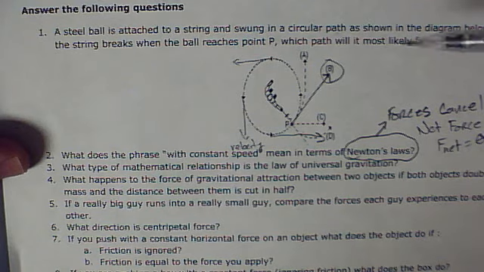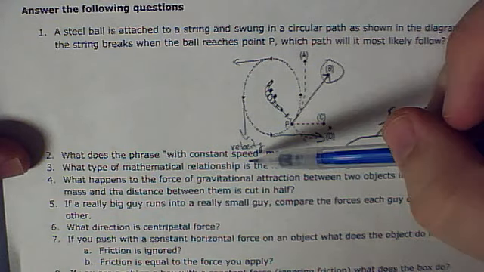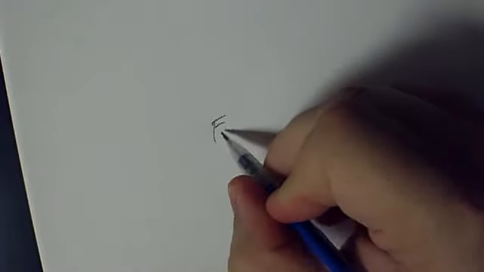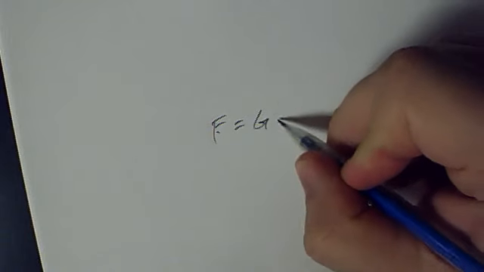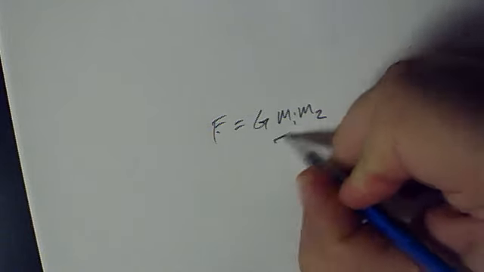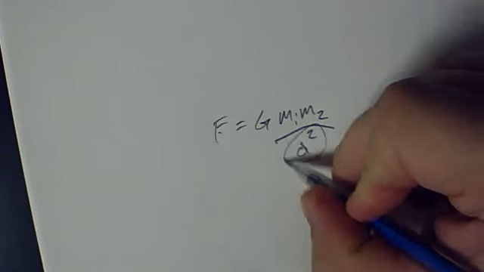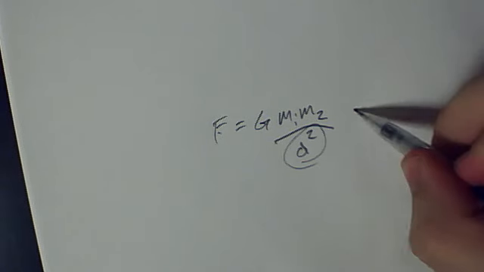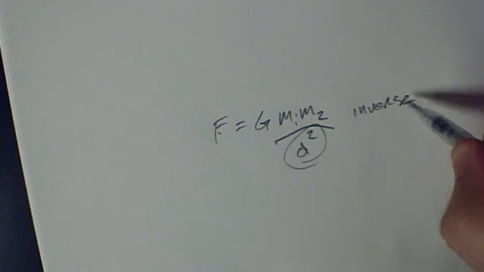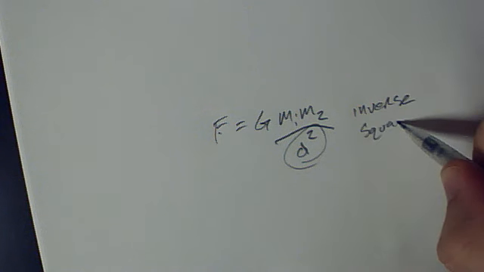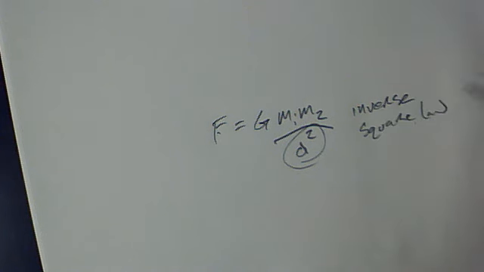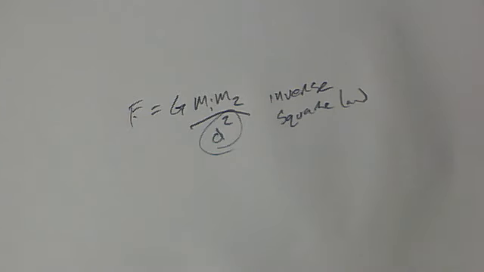Anytime you see "with constant speed," the bell should go off in your head that we're talking about a net force of 0. Number 3, what type of mathematical relationship is the law of universal gravitation? Well, since the law is F equals G times M1 times M2 divided by D squared, this D squared right there makes it an inverse square law. There are a lot of inverse square laws in physics. This is the first one we will be discussing. So there you go.